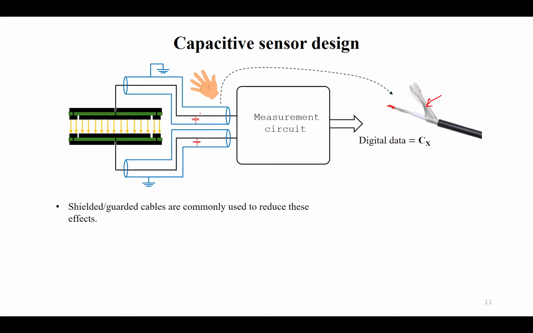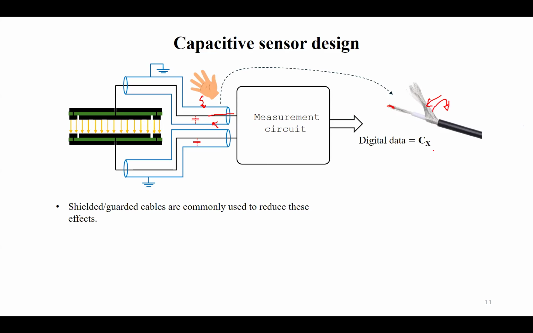And what we'll do, we'll just connect the outer metallic mesh to the ground. So what happens if any interferences come here, it will be directly grounded, right? It will be directly connected to the ground. So it won't affect, right? It won't affect the actual metallic cable which is connected to the measurement circuit.